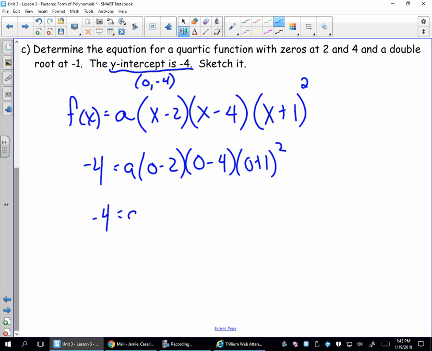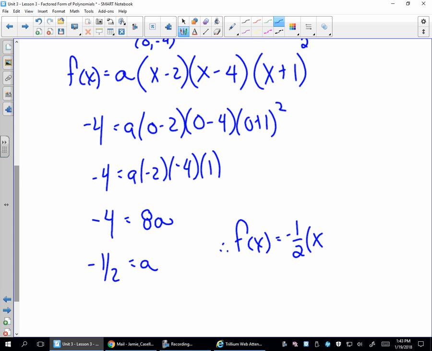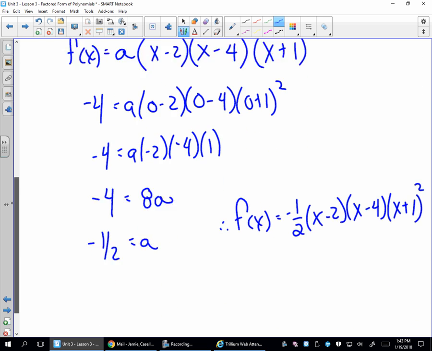And what do we get? We get -2, -4, and +1. Multiply it all together and we get 8a. So a is -1/2. Our function, -1/2. Go back to the beginning. We had our zeros, our double root. There's our information. They asked us to sketch this.